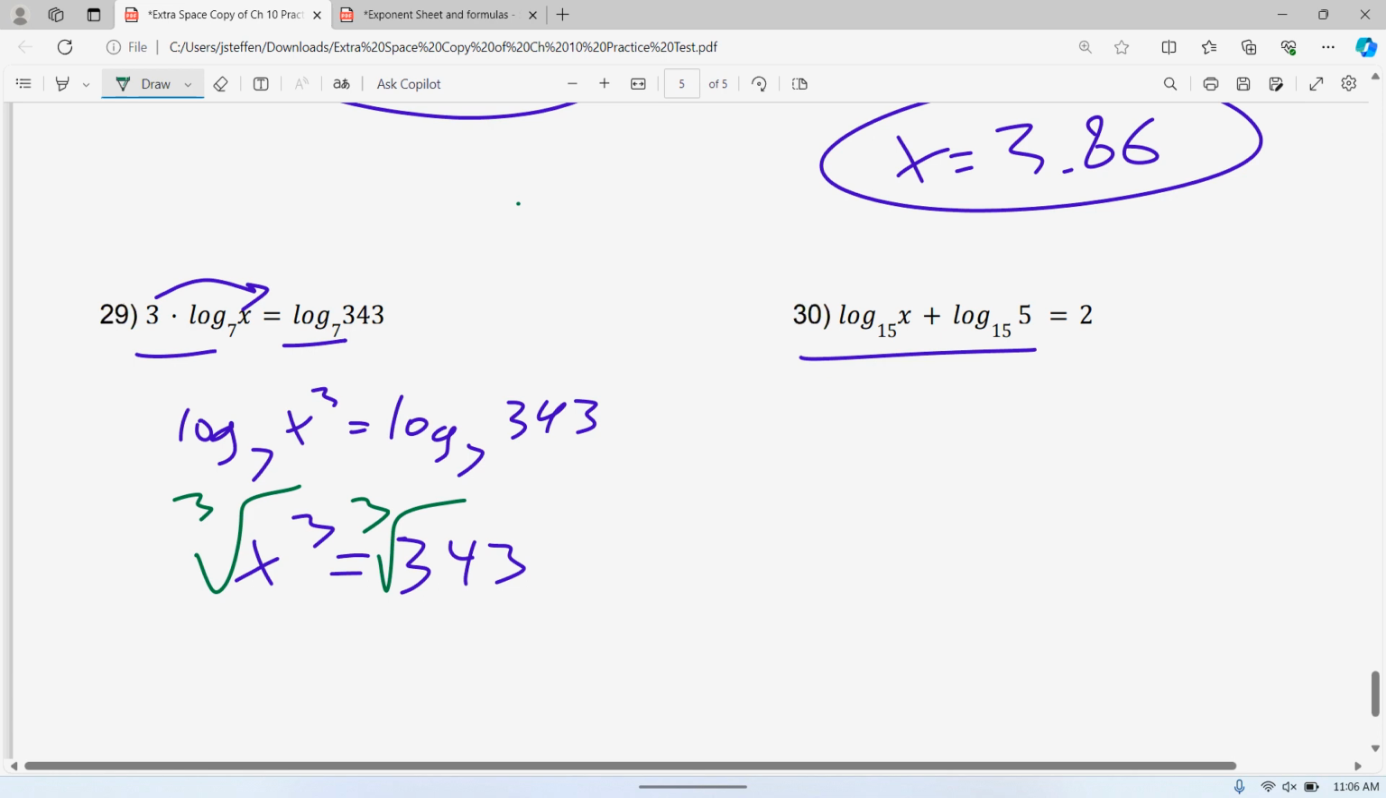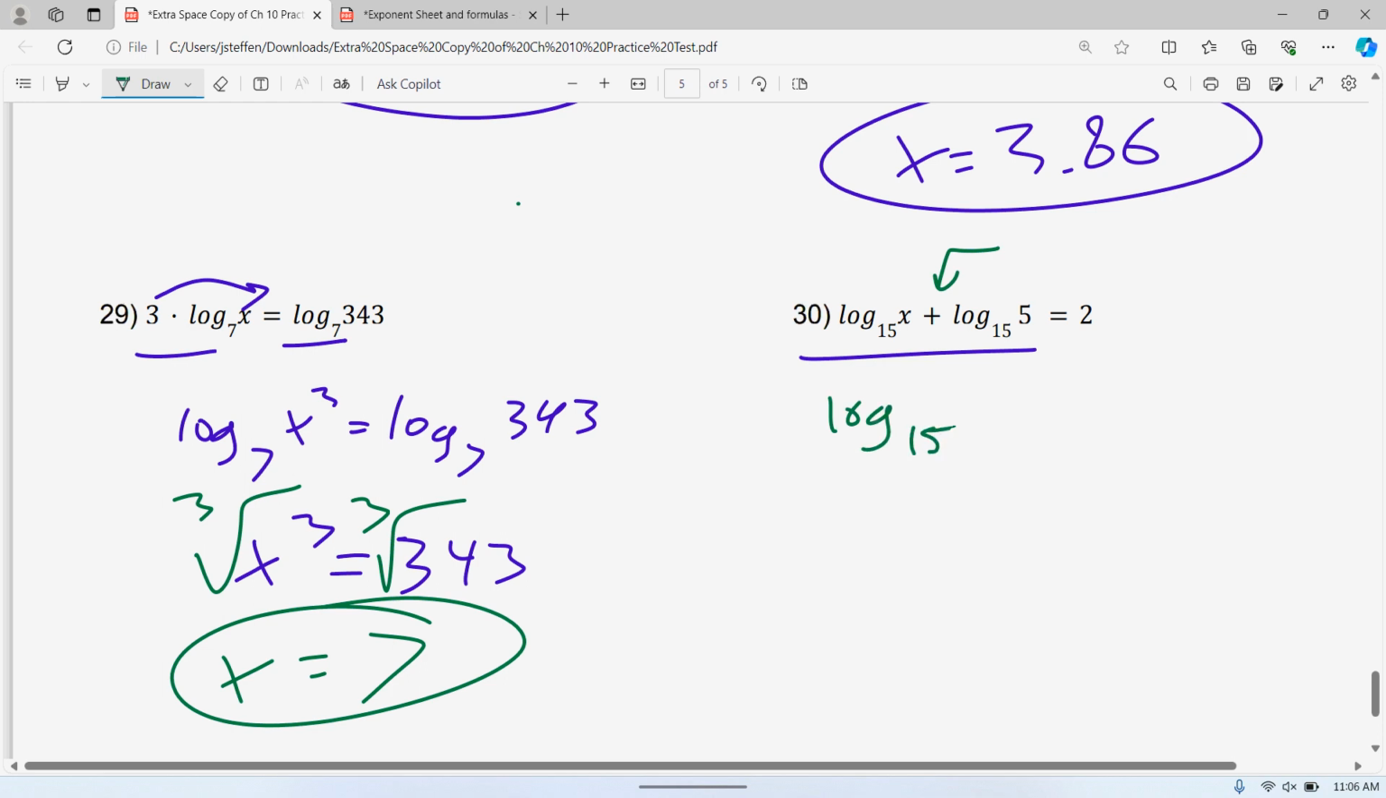The next one, since this is adding logs, we are multiplying to make it into a single logarithm. So x times 5 is 5x. Then from here again, since we only have the log on the left-hand side, we can't cancel anything. We have to put it in exponent form. So 15 raised to the second power is equal to 5x. So 15 squared is 225 is equal to 5x. Then divide both sides by 5. 225 divided by 5 is 45.